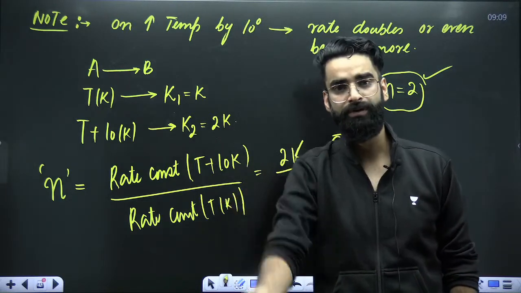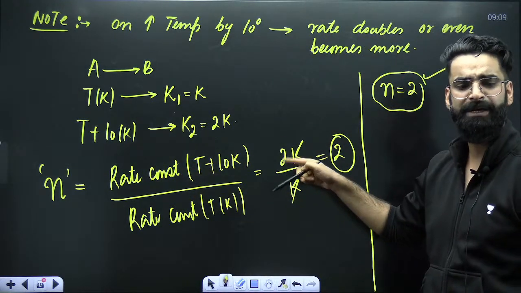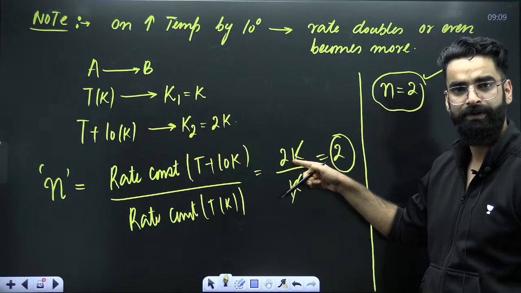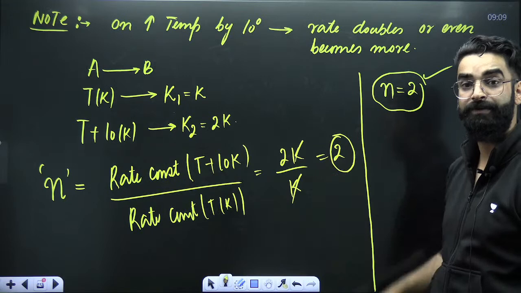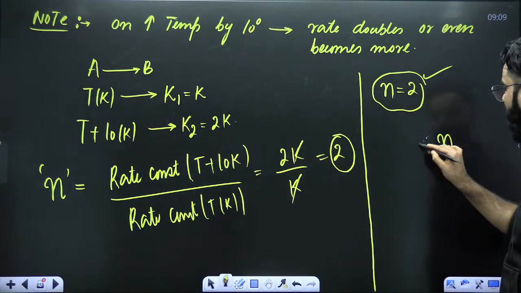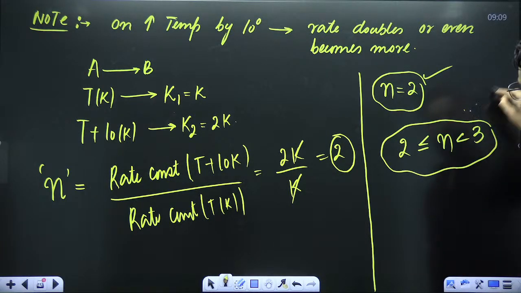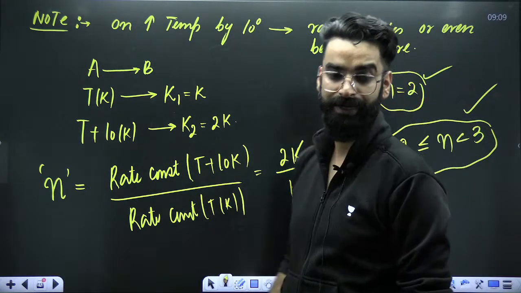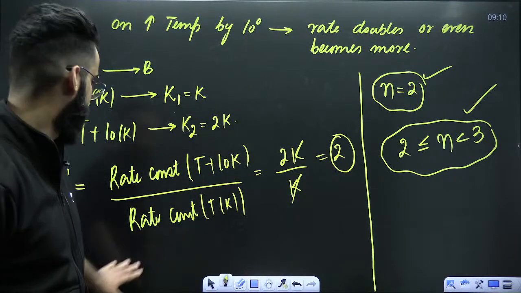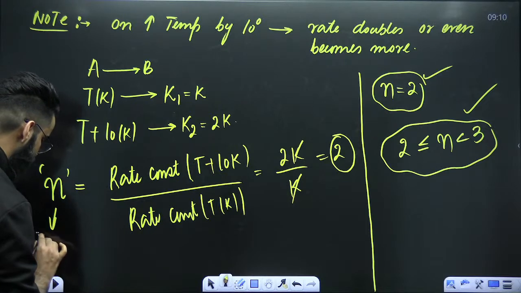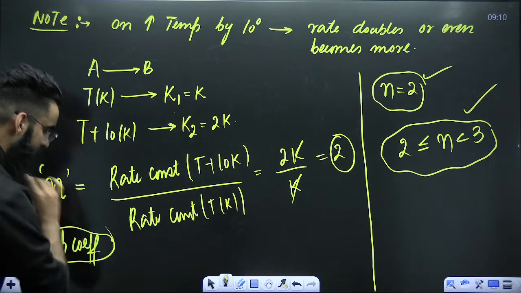But I told you, when you increase the temperature by 10 degrees or 10 Kelvin, the rate constant doubles or even becomes more. Over here, I've exactly considered that the rate constant is doubling. It can be 2.1 also, it can be 2.2 also. If it is 2.1 K, then the N value will be 2.1. If it's 2.2, the N value is 2.2. So in general, the N value is greater than or equal to 2, but less than 3. This N is what you call the temperature coefficient.